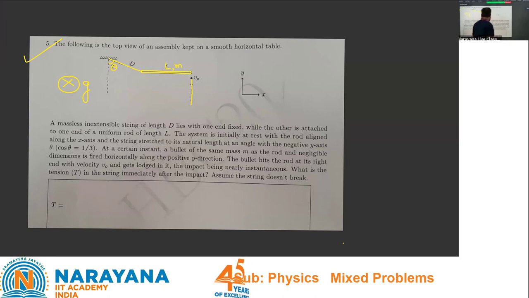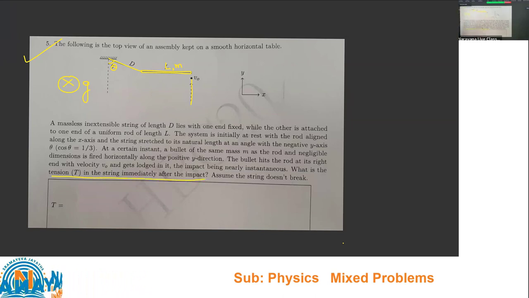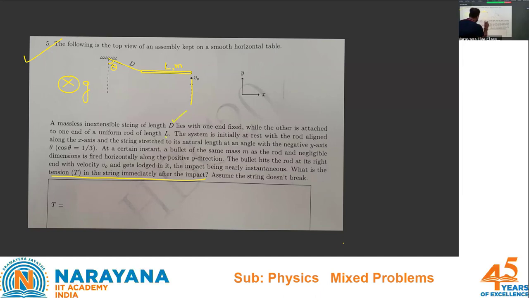The question that he wants you to answer is: what is the tension in the string immediately after the impact? And what is the data given? Capital D is known, capital L is known, theta is cos inverse of 1 by 3, and this velocity v0 is also given. The bullet has mass m, and the rod also has the same mass.